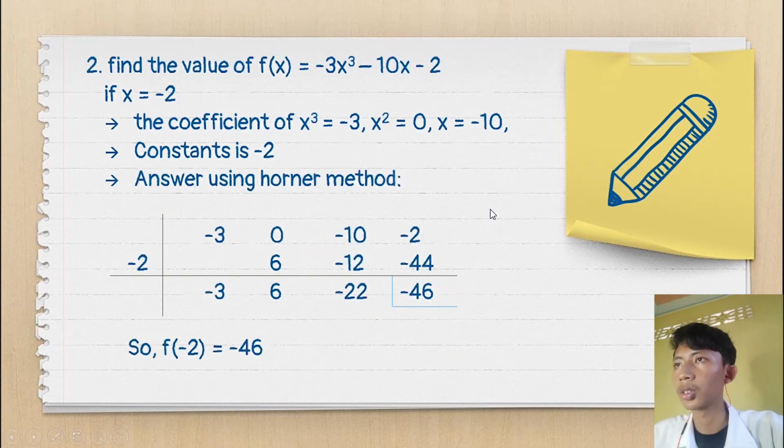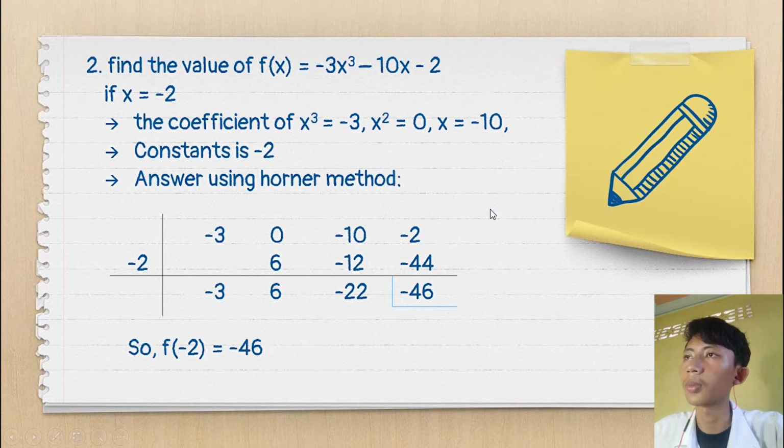And then number 2. Find the value of f(x) equals minus 3x cubed minus 10x minus 2 if x equals minus 2. Firstly, like number 1, we should know the coefficients and constant. The coefficient of x cubed is minus 3. The coefficient of x squared is 0. The coefficient of x is minus 10. And the last constant is minus 2.